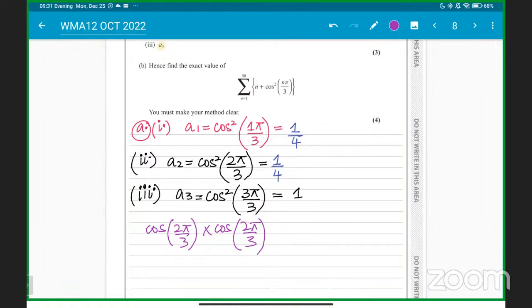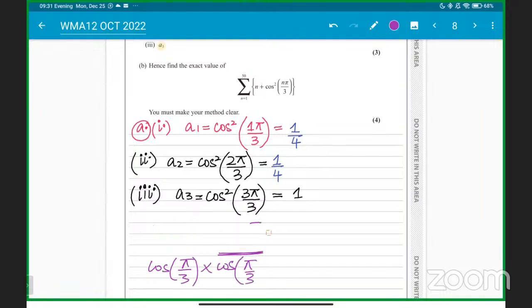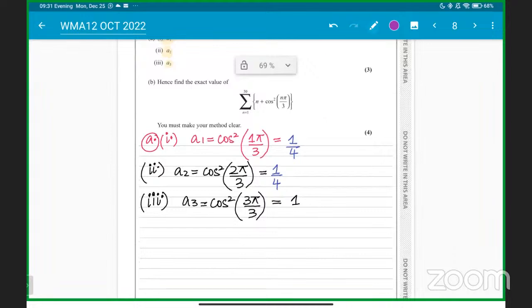What does square mean? A into A, right? So cos 2 pi over 3 into cos 2 pi over 3, cos pi over 3 into cos pi over 3, getting it? So that's how you can get 1 over 4 values. Everyone clear? Guys, got it? Need to move forward to the next part. Is everyone clear, right?